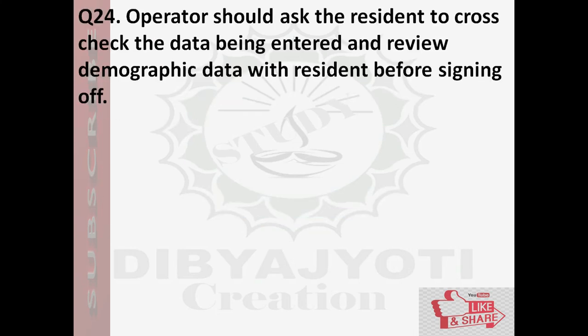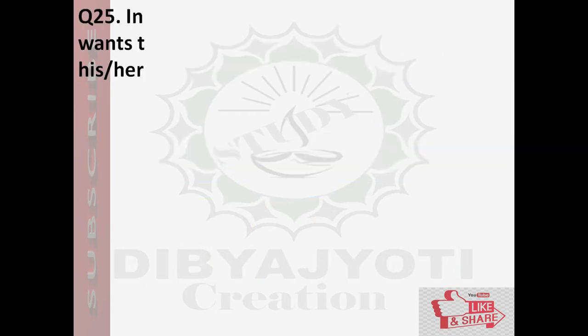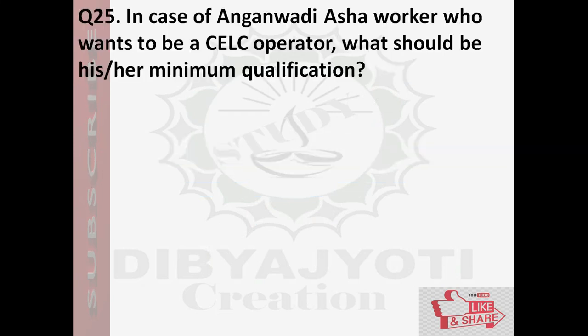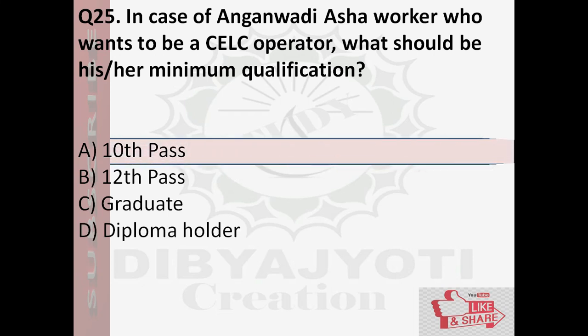Next, operator should ask the resident to cross-check the data being entered and review demographic data with resident before signing off. Option A, true, or option B, false? Answer is option A, true. The next, in case of Anganwadi ASHA worker who wants to be a CLC operator, what should be his or her minimum qualification? 10th pass, 12th pass, graduate, diploma holder. And answer is option A, 10th pass.